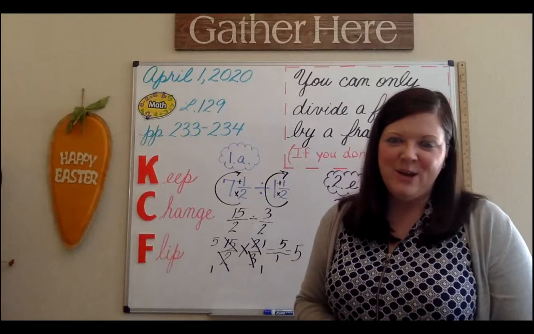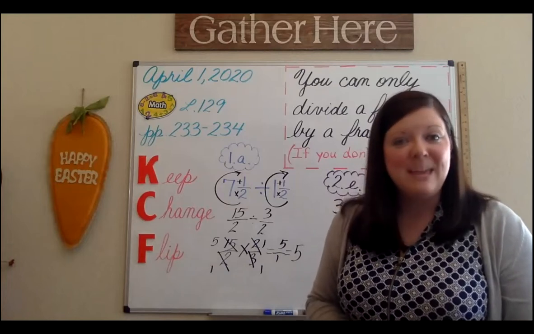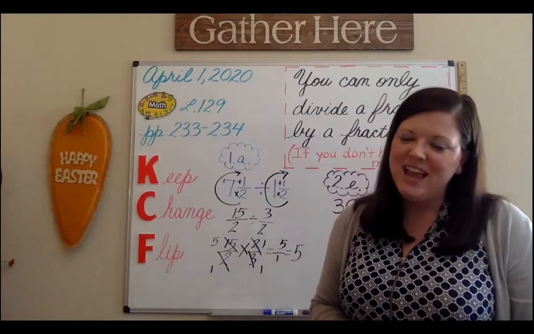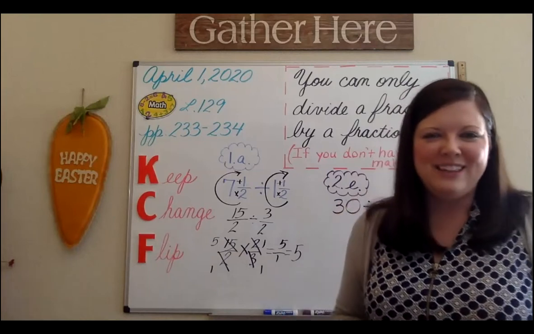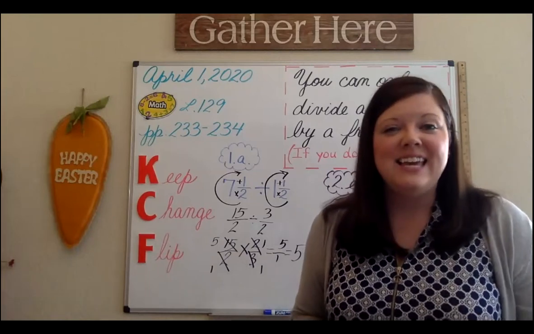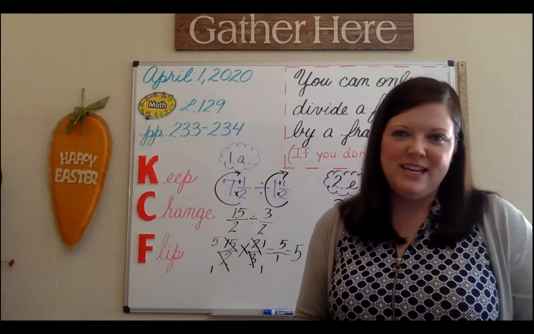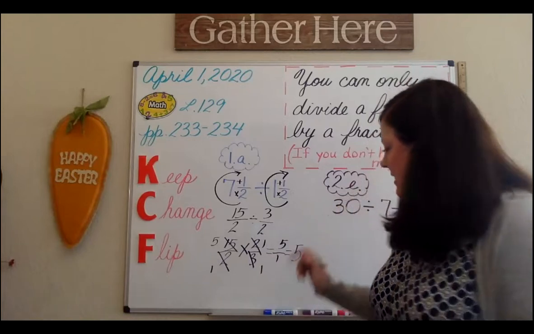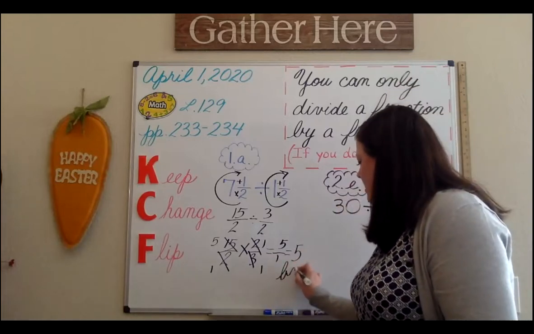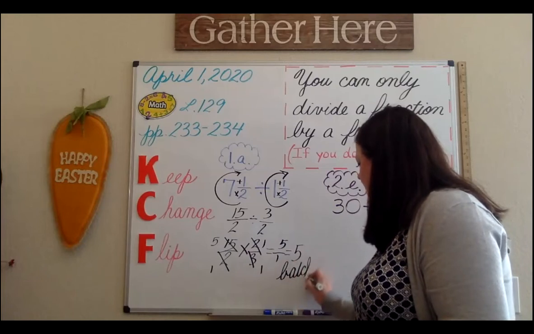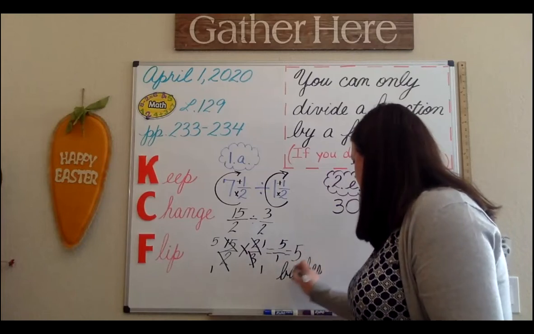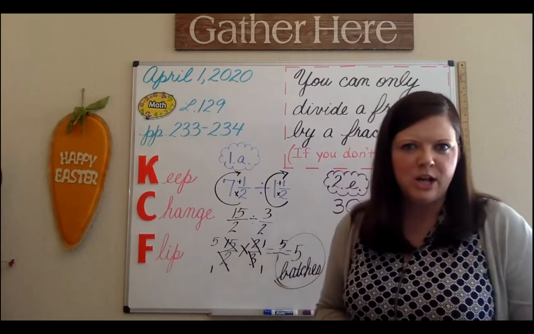Now, you know and I know, since this is a story problem, we have to have a label at the end. We cannot just have 5 as our answer. Let's go back and look at that question again. It's asking how many batches of cookies is she going to be able to make? And Lila could make 5 batches. B-A-T-C-H-E-S. I hope they're chocolate chip.